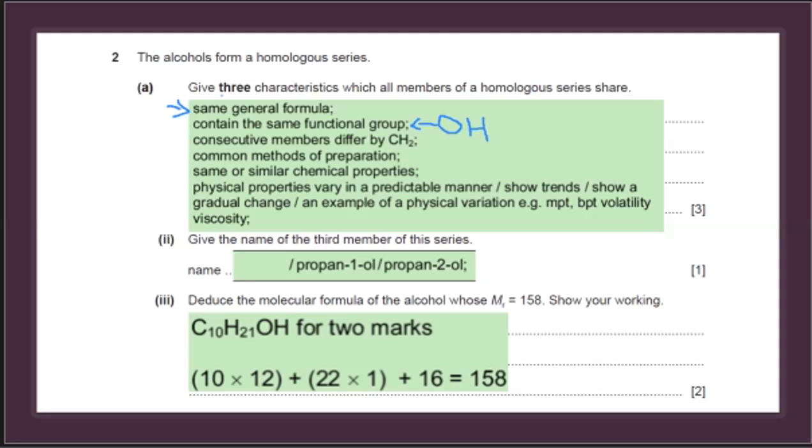So they asked for 3 characteristics. You didn't have to put down all that I have there. You could only put down 3 as they asked, and that would have been fine.